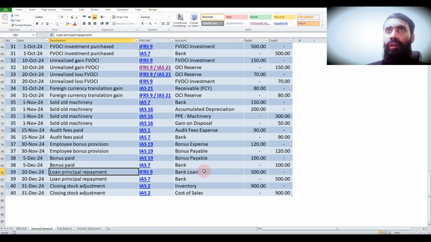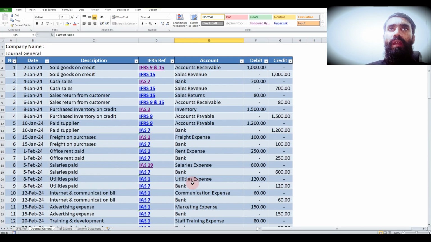bank credit. Loan principal repayment: bank loan debit, bank credit. Before we had received the loan, now we are repaying the loan. Closing stock adjustment: inventory debit, cost of sales credit. Here I have passed mostly entries just for clarification.